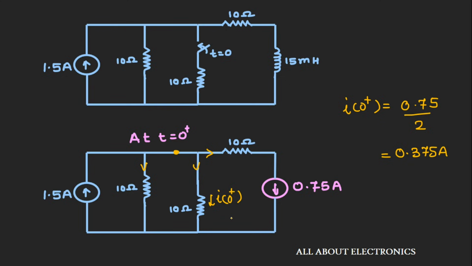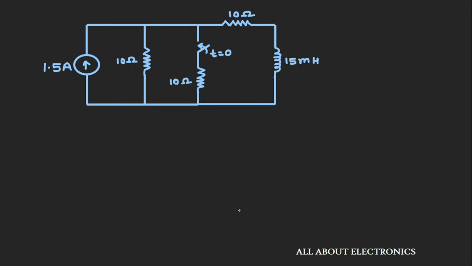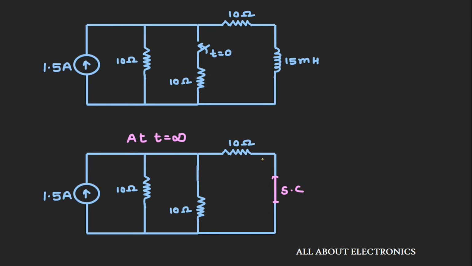So now let us see the circuit at time t equal to infinity. So again, in a steady state condition, this inductor will act as a short circuit, and hence at time t equal to infinity, the equivalent circuit will look like this.